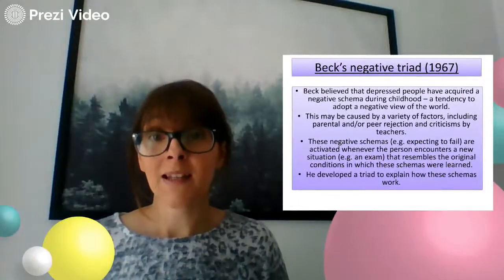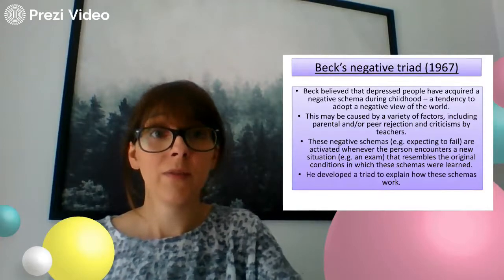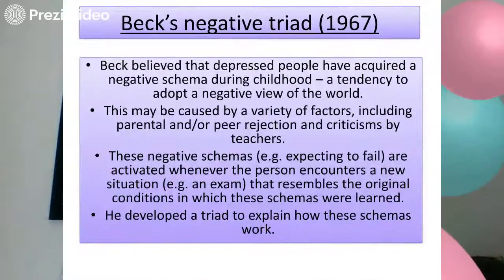Next we have Beck's negative triad. This links to the idea of a negative schema. A schema is like a script that we have in our head, and it helps us understand how to behave and helps us interpret other individuals. So Beck believed that if someone was suffering from depression, it was likely that they had a negative schema and that they picked up this negative schema during childhood.